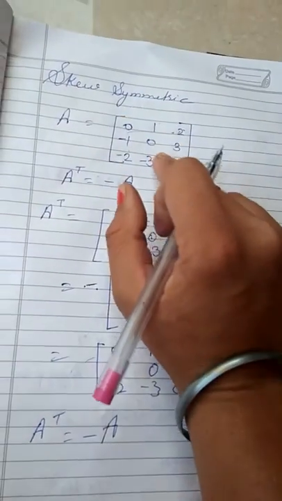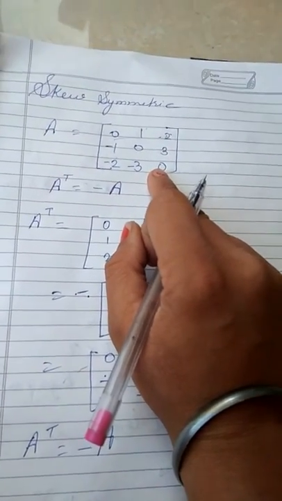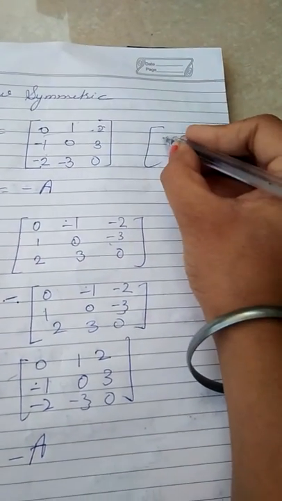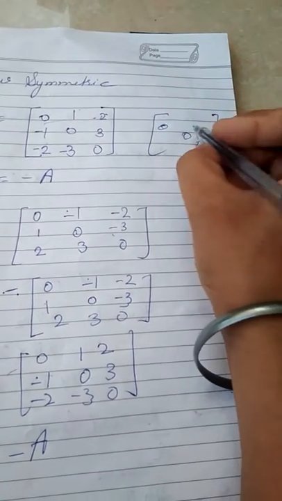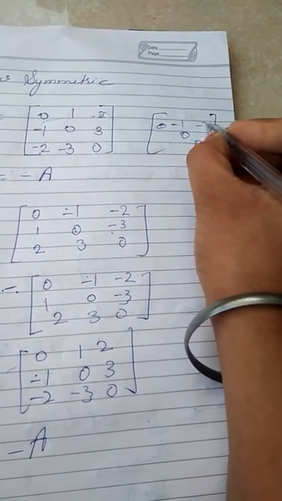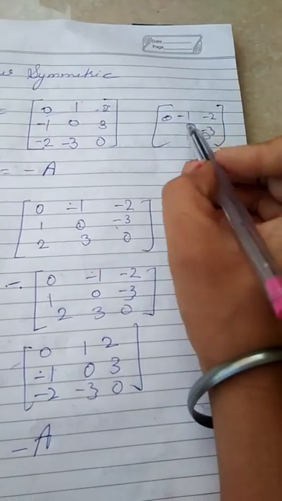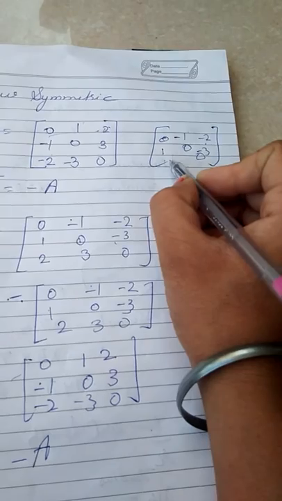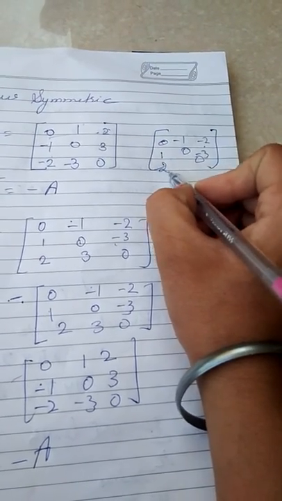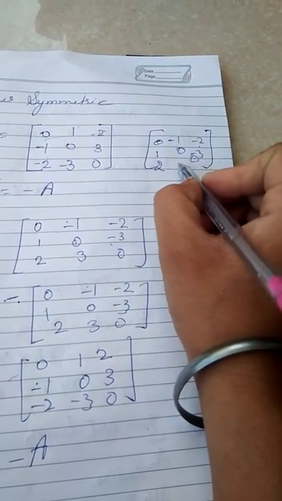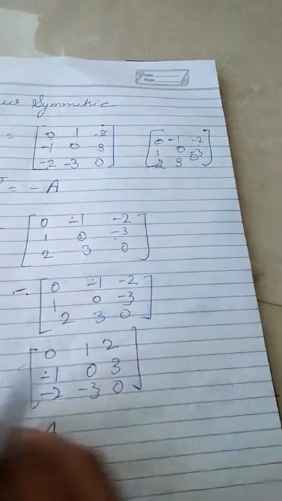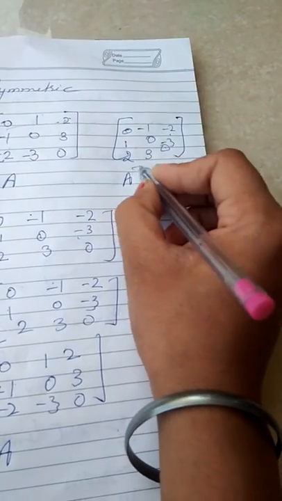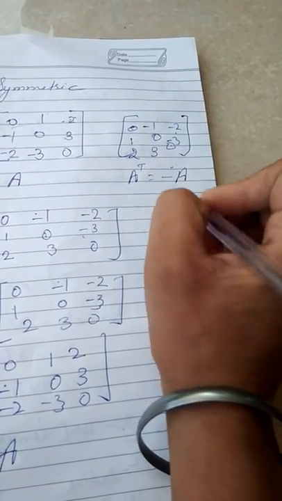So in this way you can write any skew symmetric matrix. First put 0 0 0, and suppose minus 1 minus 2 minus 3. So multiply this by minus 1, it will become 1. Minus 2 multiplied by minus will become 2. Minus 3 multiplied by minus will become 3. So this is a skew symmetric matrix. You can check, A transpose will always be minus A.